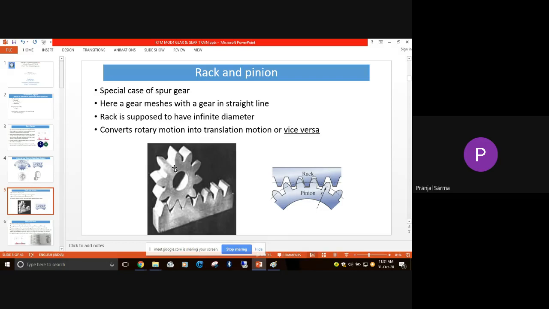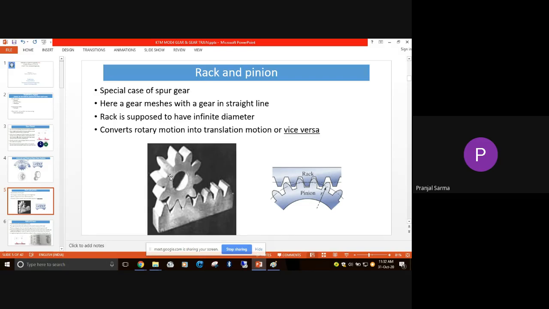By the look, or maybe from this figure, you can very easily say what will happen to the rack when the pinion rotates. The rack will translate, it will move like this, a translation motion, and the pinion will rotate. So by the application of this kind of rack and pinion arrangement, we can convert rotary motion into translation motion.